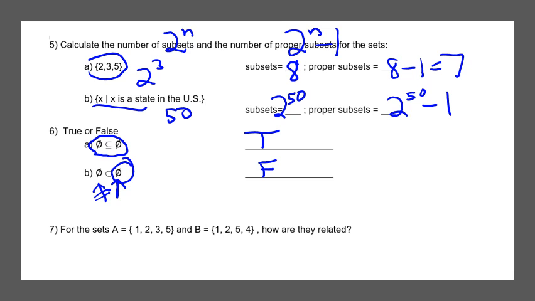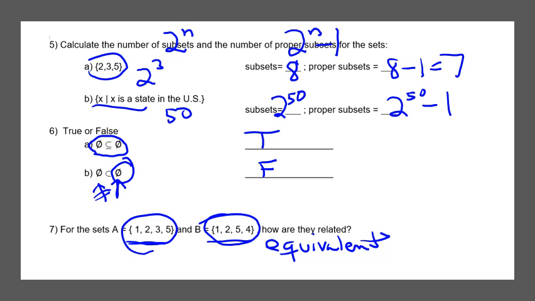Number 7, I give you two sets A, B, and I want to know how they're related. Well, how are they related? They're not equal, because A contains a 3, B does not. A has a 3 in it, B doesn't have a 3. B has a 4 in it, A doesn't have a 4. So neither one is a subset of the other. The only thing I can really say is they have the same number of elements. So the only thing I can say is that they are equivalent. They're equivalent because they have the same number of elements, but there's no other relationship going on.